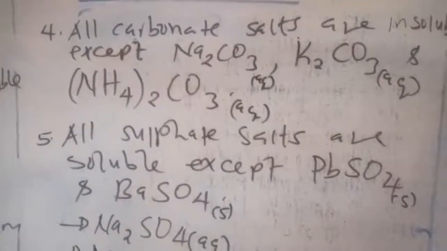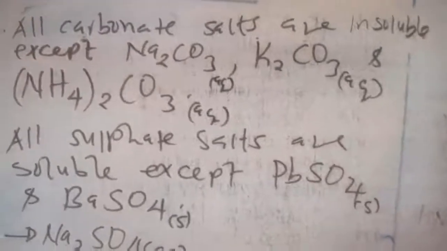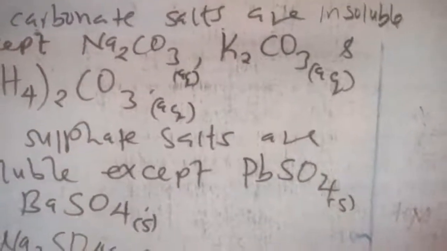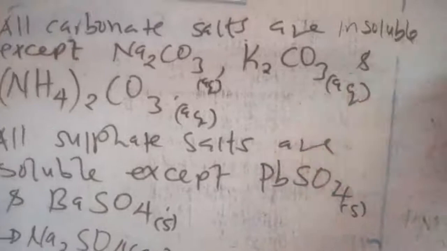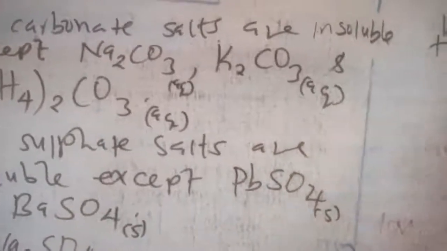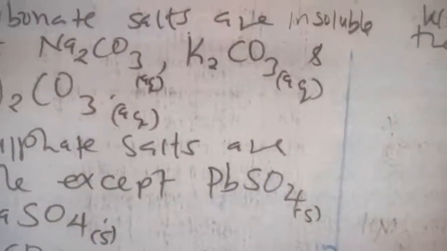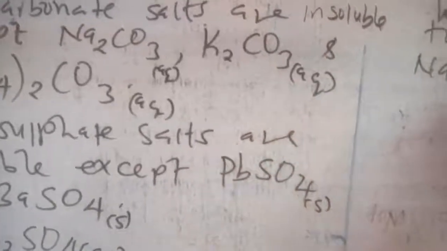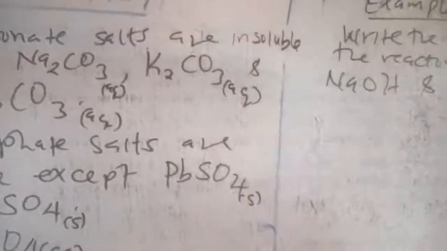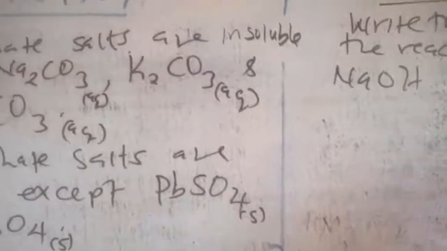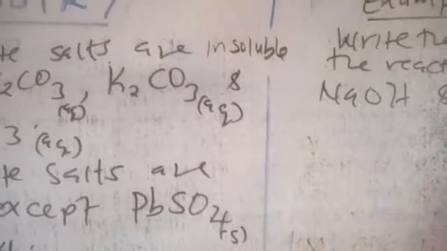Write the equation of the reaction between sodium hydroxide and another reagent included, dilute HCl, that is hydrochloric acid.